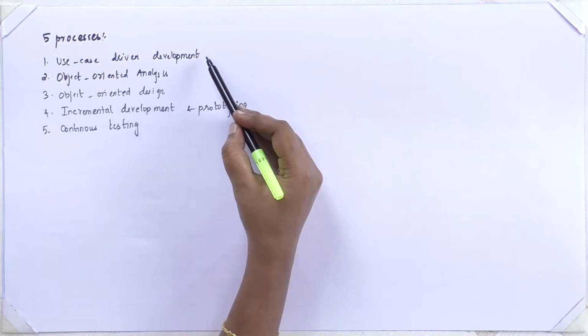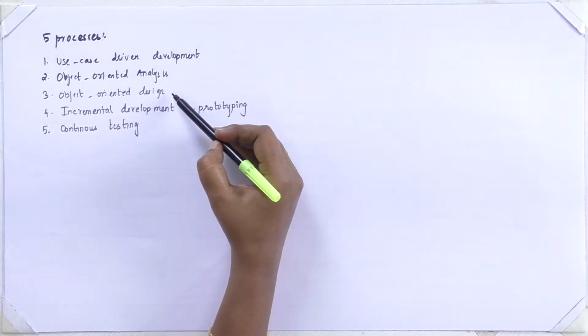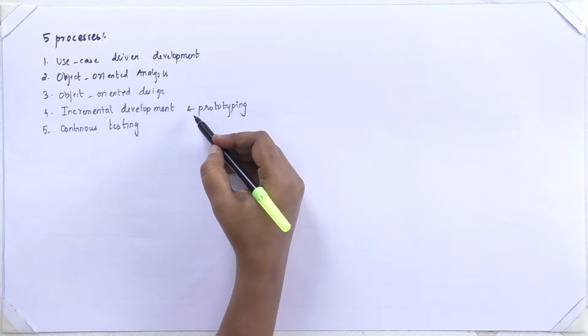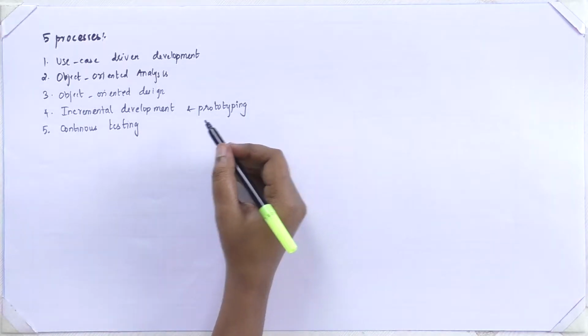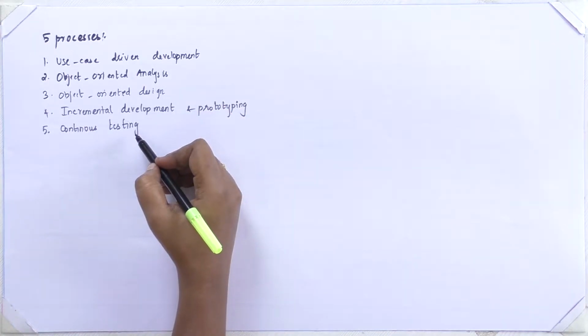First one is use case driven development. Second one is object oriented analysis. After that we will be moving on to object oriented design, and then you will be performing incremental development and prototyping, and then you will be performing continuous testing. So these are the 5 processes in unified approach.